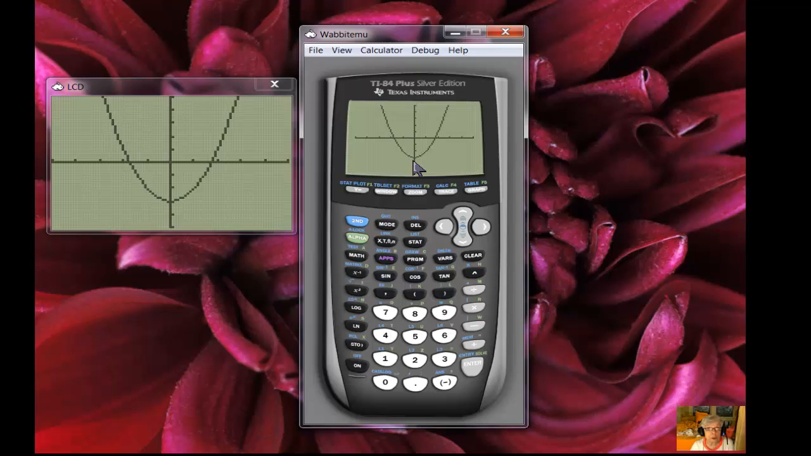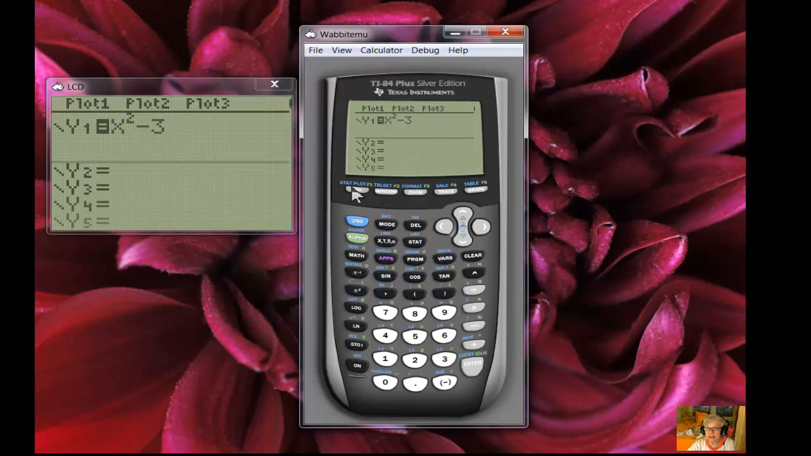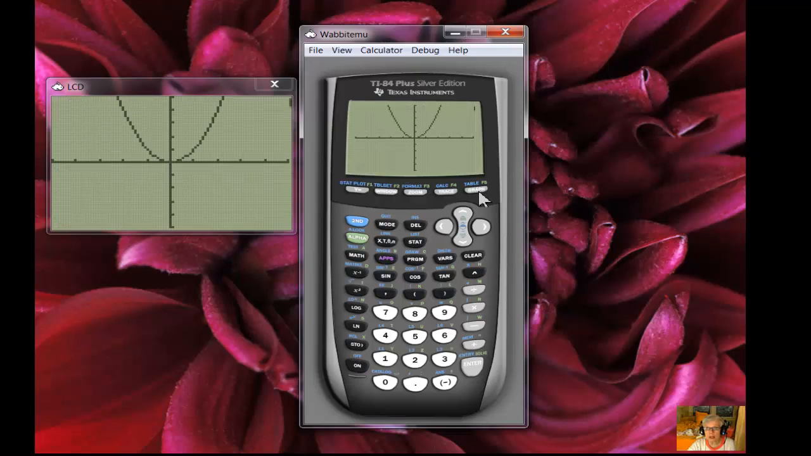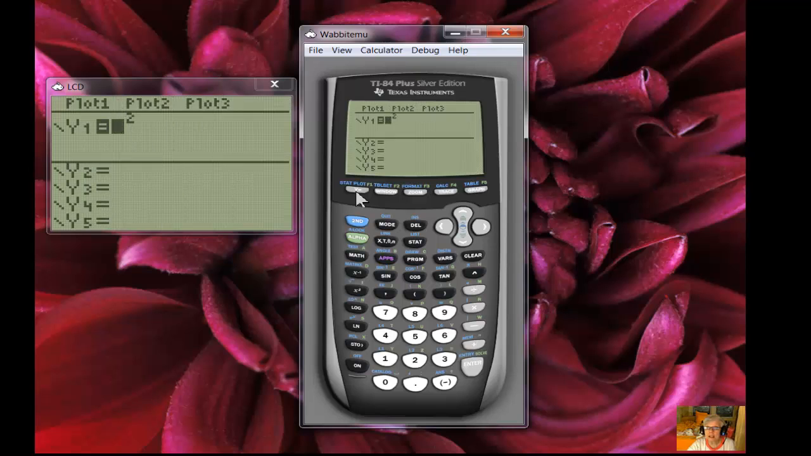Not only that, there's something else that's even cooler. Let me take this back to where it was. Okay, and now I'm going to delete. All right, let's look at the regular graph of y equals x squared. And now I'm going to go back to y equals. If you look above the delete key, you'll see insert. If I go second delete, I'll be able to insert.